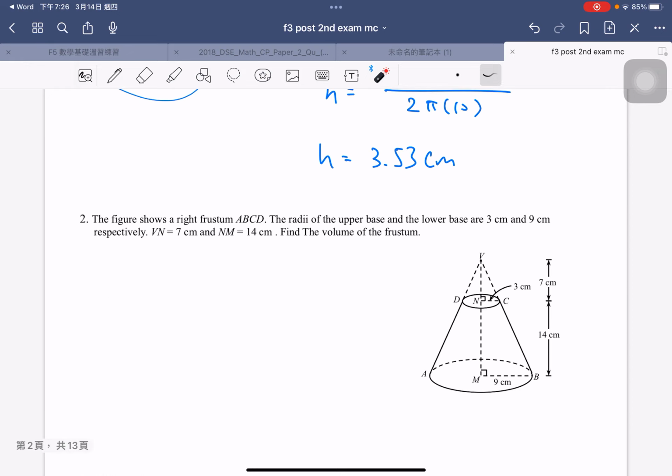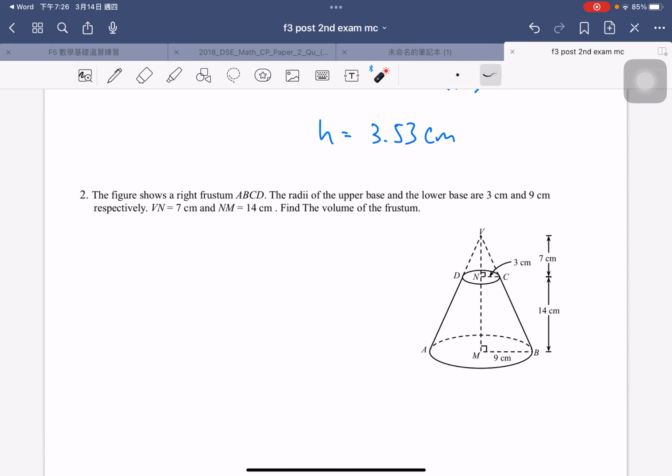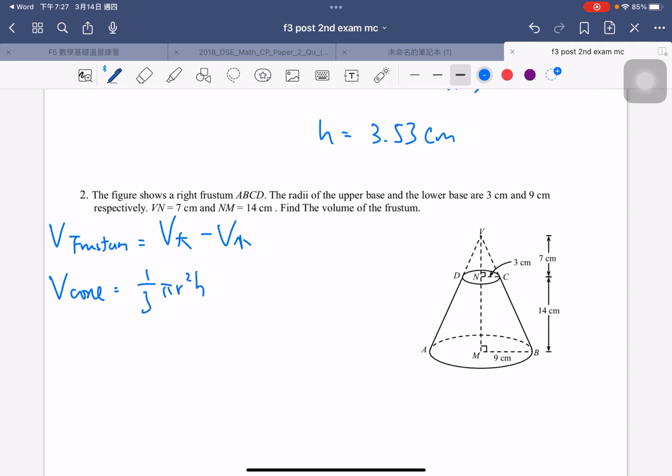So let's do question 2. Question 2 is a frustum. Do you still remember a frustum, which uses the larger cone volume minus the smaller volume, isn't it? So first of all, the volume of a frustum is equal to the volume of the bigger cone minus the volume of the smaller cone. And then you still need to remember the volume of a cone. Do you still remember this? It is 1/3 pi r squared times h, isn't it?